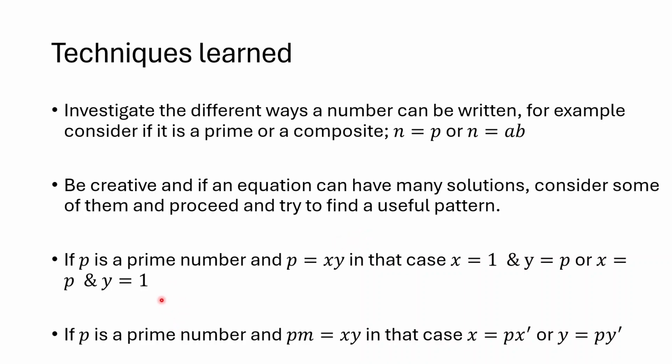These are basic facts about number theory. If p is prime and p is xy, either x is 1, y is p, or y is 1, x is p. And if p is a prime number and we have p times m is equal xy, either x can be written as p times x prime or y can be written as p times y prime.